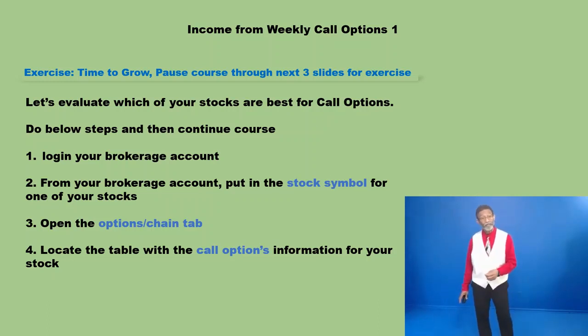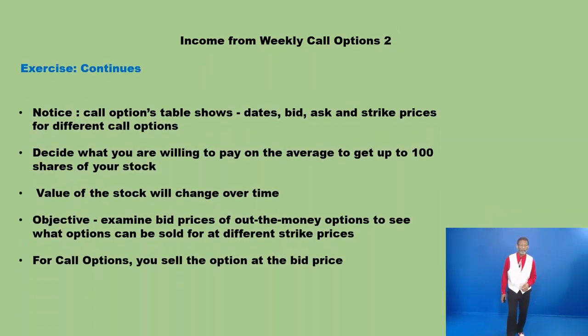Looking down at step 4, locate the table with the call options information for your stock. As the exercise continues, notice the call options table shows dates, bid, ask, and strike prices for different call options. So pay attention, be very, very aware and familiar with where these things are located and how to view them.